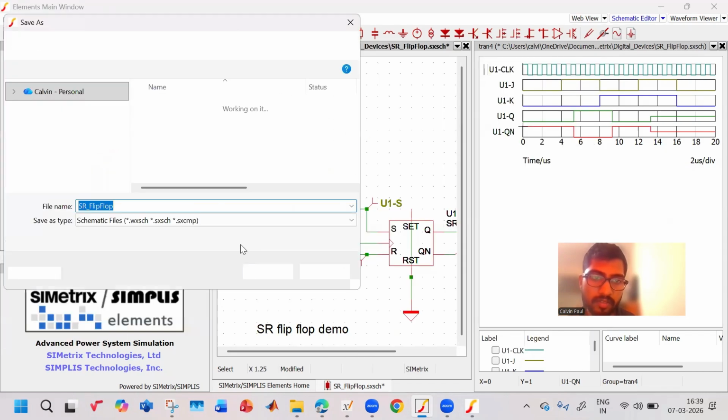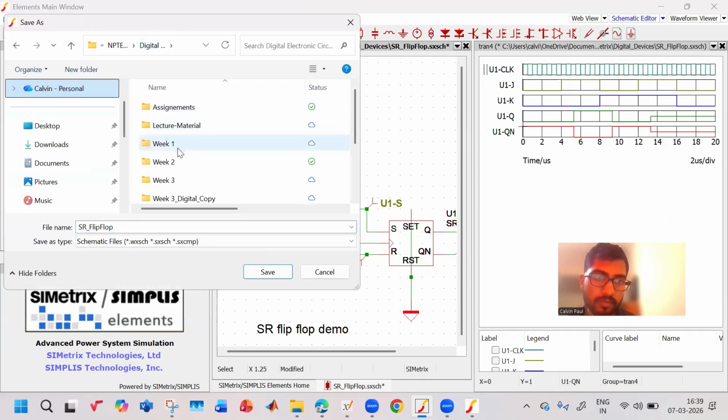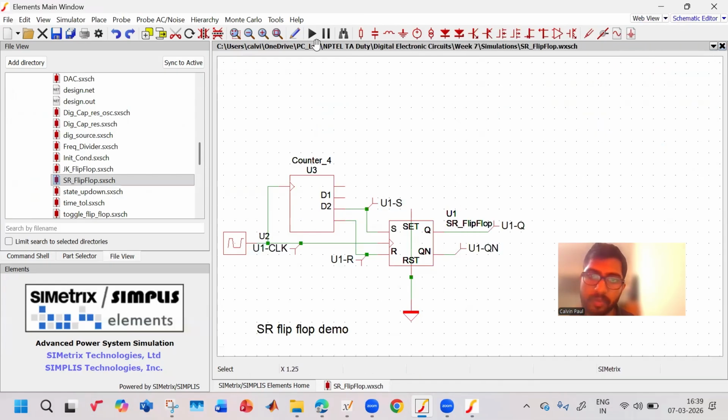We'll save it in our folder, Week 7 simulations, SR flip-flop. Okay, just save. We cross out this diagram. Let me run it again.